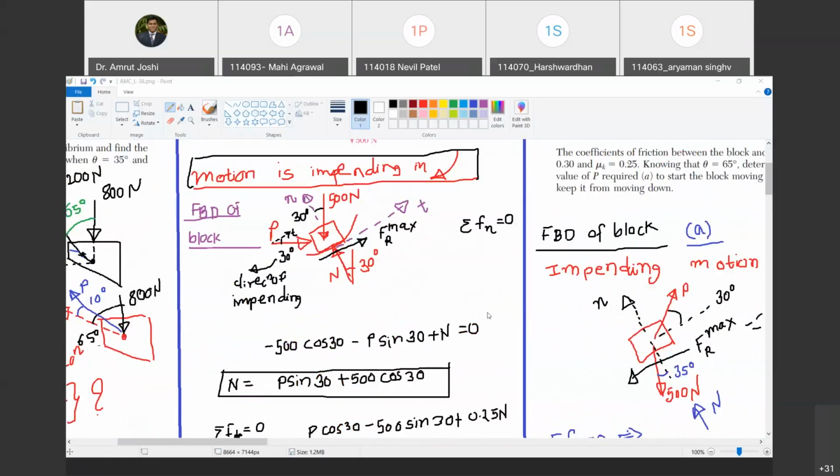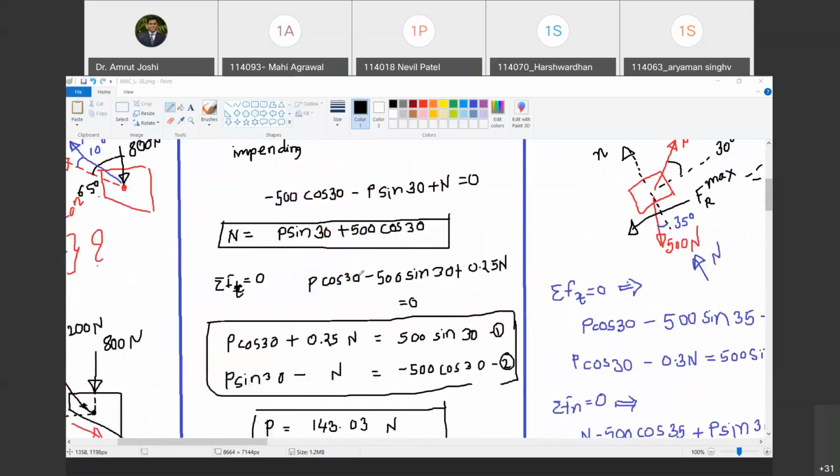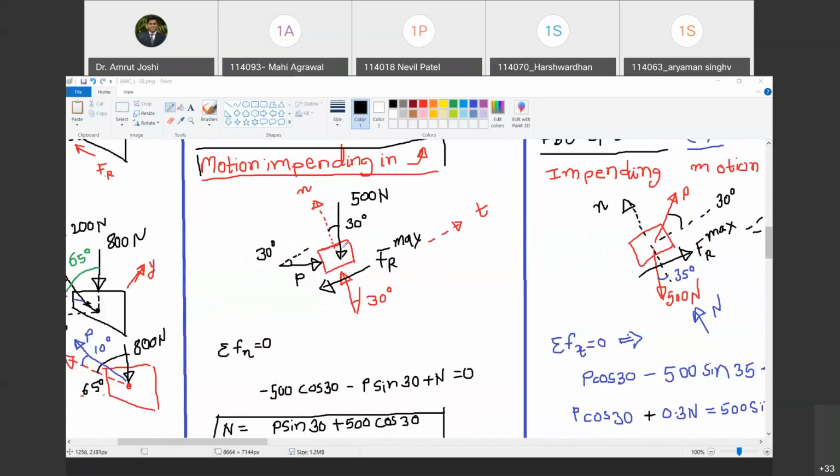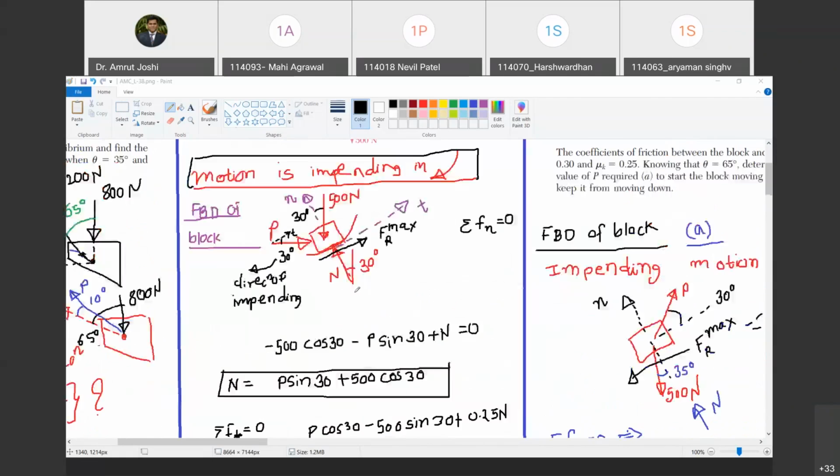Yes, sir. So all the other things remain the same. Only the direction of this Fr max changes, towards downward direction. Are you with me? Yes, sir. Now, what is its effect on the equation of equilibrium? The equation of equilibrium in normal direction is going to remain unchanged because we have changed the direction of only that force which is in tangential direction, which doesn't have any component in normal direction. Do you agree with me?